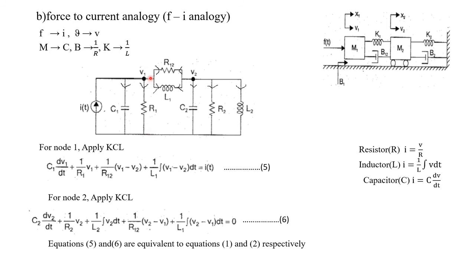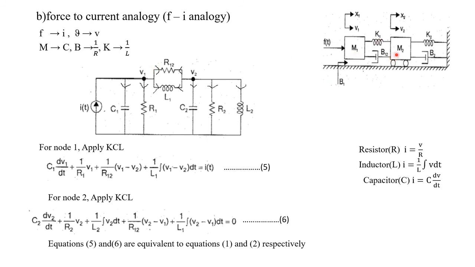Understood? Now the elements related between M1 as well as M2 are K1 as well as B12. What is K? K is equated to L. So in between V1 as well as V2, we have to draw this L1, because it is K1. Understood? Then B12: B is nothing but R, so R12 should also be connected between V1 as well as V2. In this way, we can connect all the elements related to mass M1.